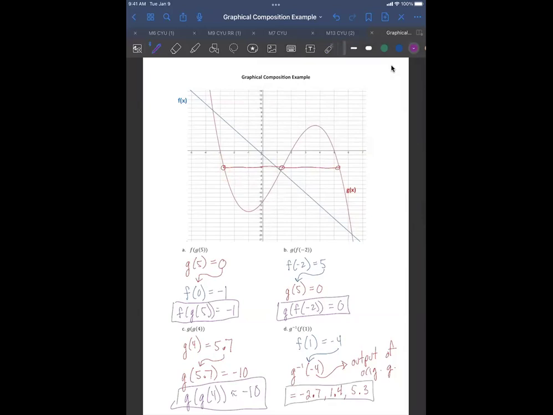Okay. Nice little review of inverse functions. I like how that's showing up at the end of our semester. Perfectly timed, in my opinion.